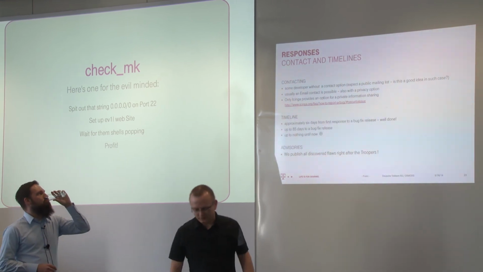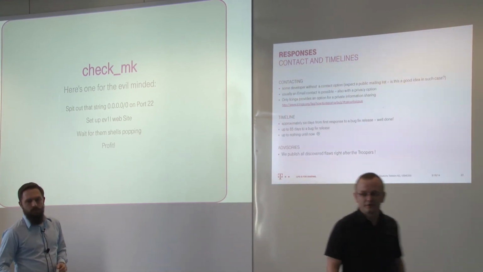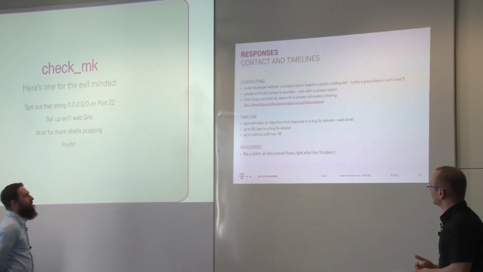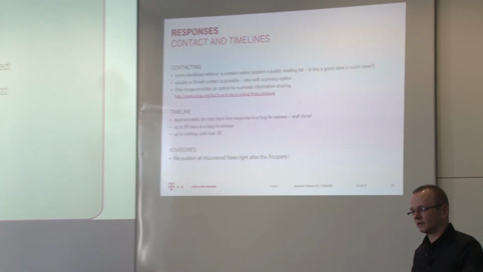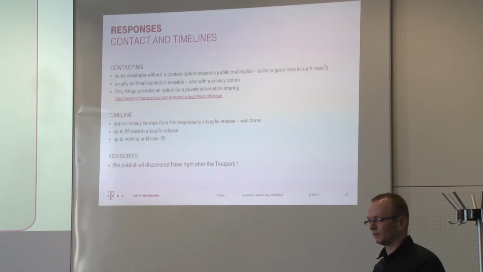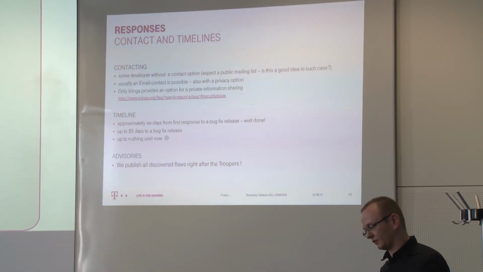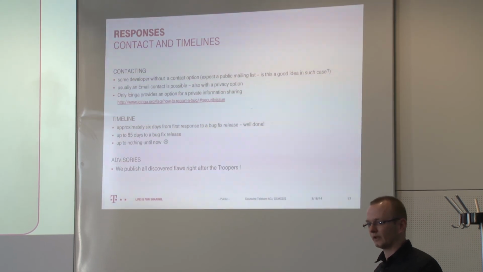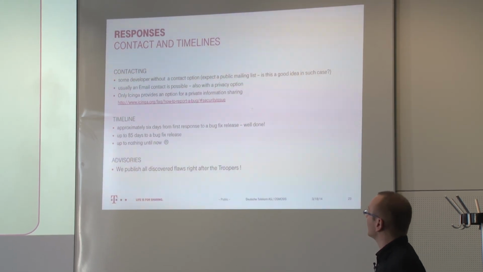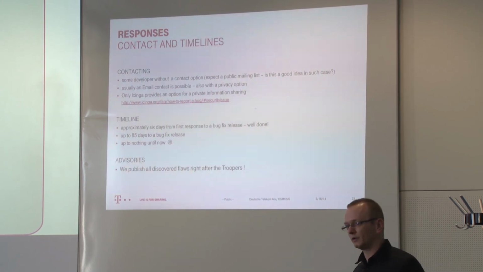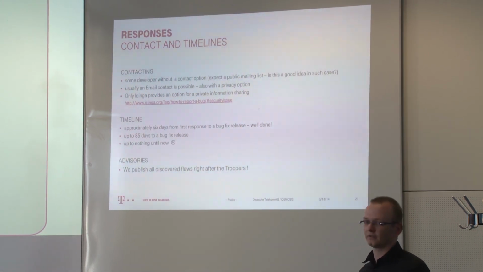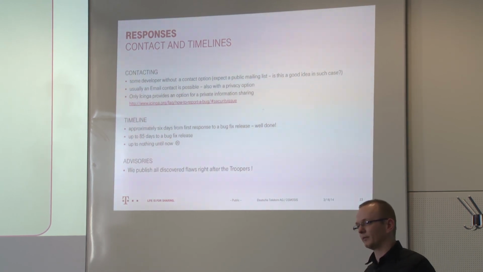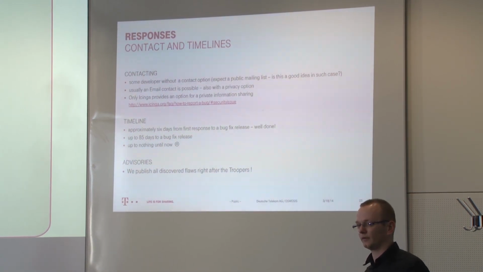Okay, so after we have found such flaws, we are contacting the developers. That's quite interesting because a lot of the developers don't offer you a chance to give them the information in a private way. So a lot of them have only a public mailing list available where you can report, but I think it's not a good case to always print out such problems on the public mailing list.